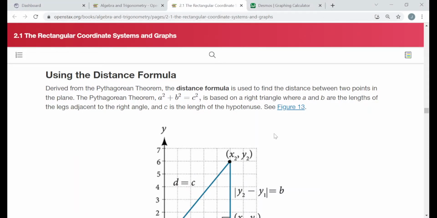Each example I'm going to be doing in this video is taken directly from a free online textbook at openstax.org, and I'm in their Algebra and Trigonometry text, section 2.1, titled The Rectangular Coordinate Systems and Graphs. And I'm working under the objective heading Using the Distance Formula.